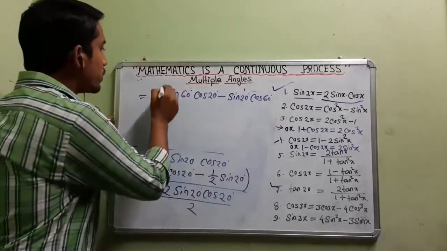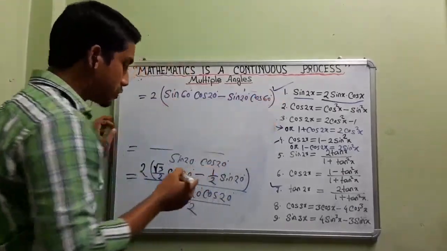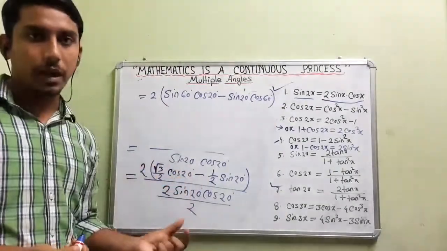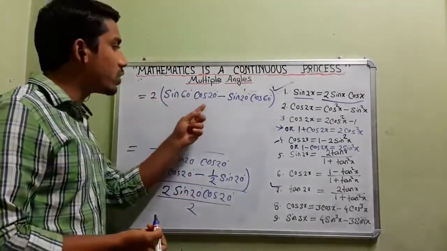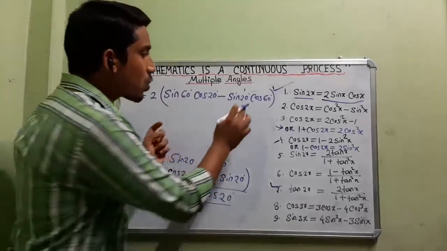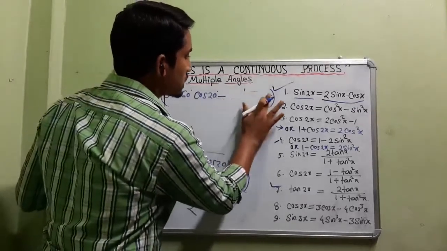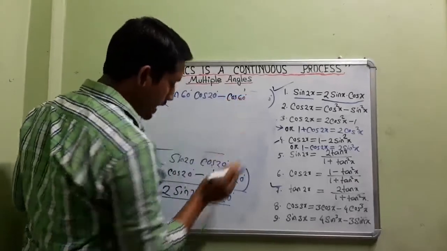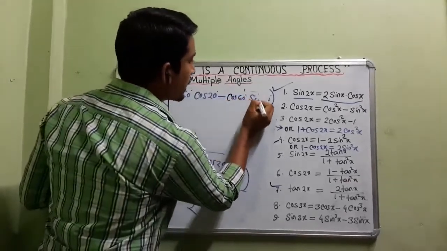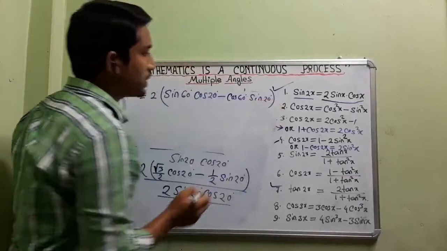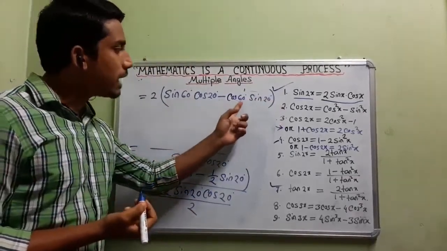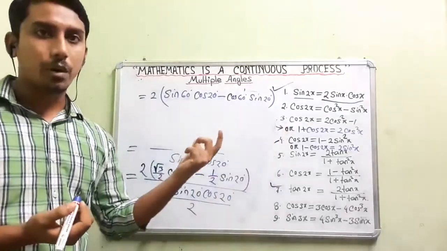So you see, we made one formula in the numerator. That's why I have divided the numerator by 2, to get this formula sin A cos B minus cos A sin B. Let me write cos 60 first in place of half, then sin 20 is there. So we can see the formula sin A cos B minus cos A sin B, the formula of the compound angle, is that it?